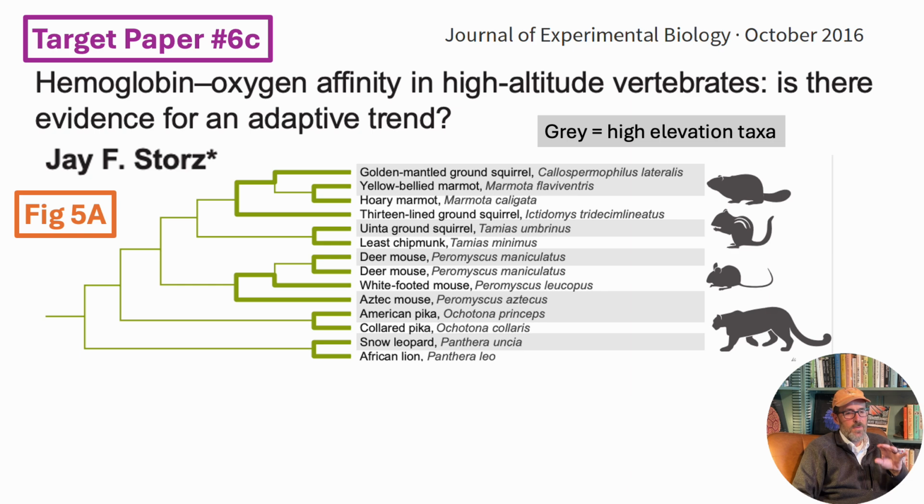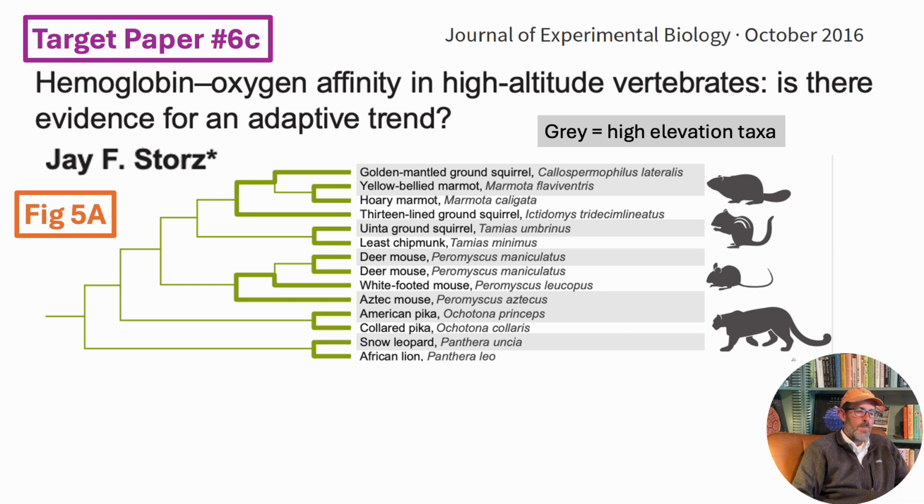All right, that leaves the results from the PNAS paper, but I'm going to place those results in the context of another one of the target papers I already introduced, and that's this one on hemoglobin oxygen affinity in high altitude vertebrates. Is there evidence for an adaptive trend? They've done a comparative study here. The gray outline taxa that's filled gray are high elevation taxa. The white lines are low elevation taxa. They've got marmots, pikas, mice, and pumas, big cats.